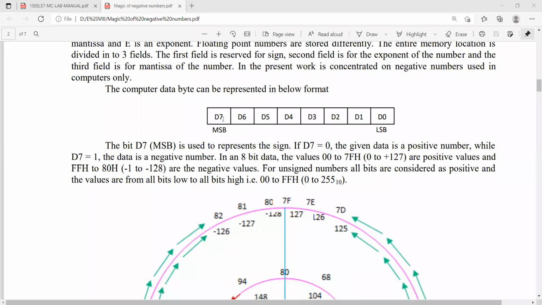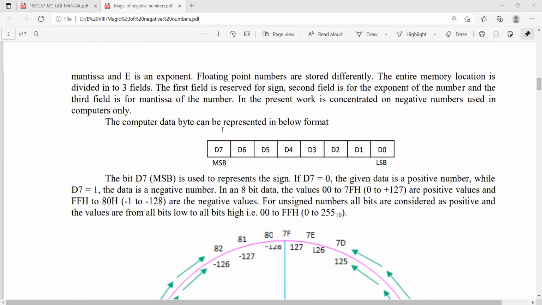For example, if D7 is 1, whatever the numbers in other places, the whole number is a negative number. If this bit is 0, the whole number is a positive number. Like that, the MSB bit, the D7 bit, is represented as a sign.